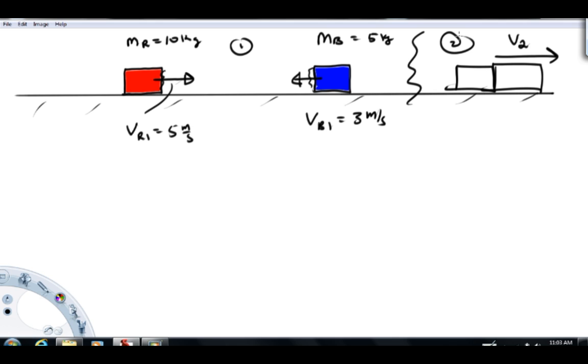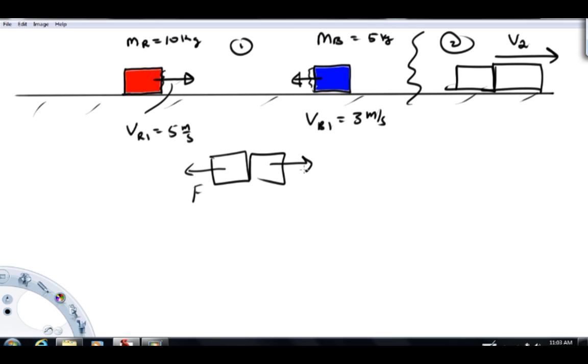Now, momentum conservation can be applied to this because the really important thing is when these things contact one another, there's going to be a little 50th or 100th of a second where both of these masses are changing velocity. During that time frame, when they're together, the force exerted by mass B onto mass R, the red one, is this way. At the same instant, the force exerted by the red mass onto the blue mass is this way.